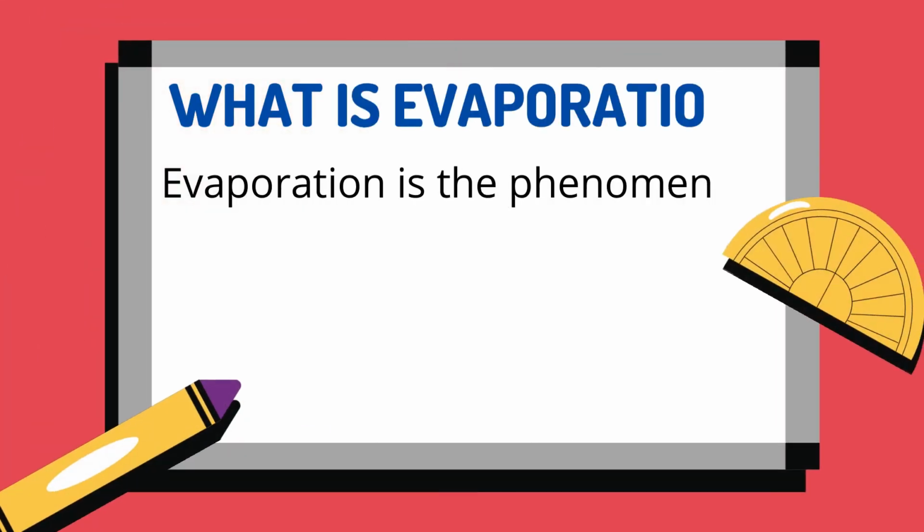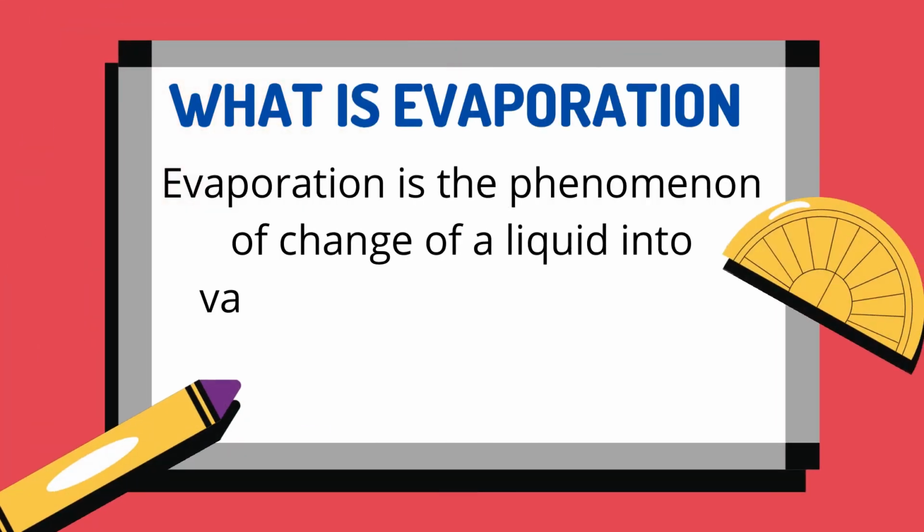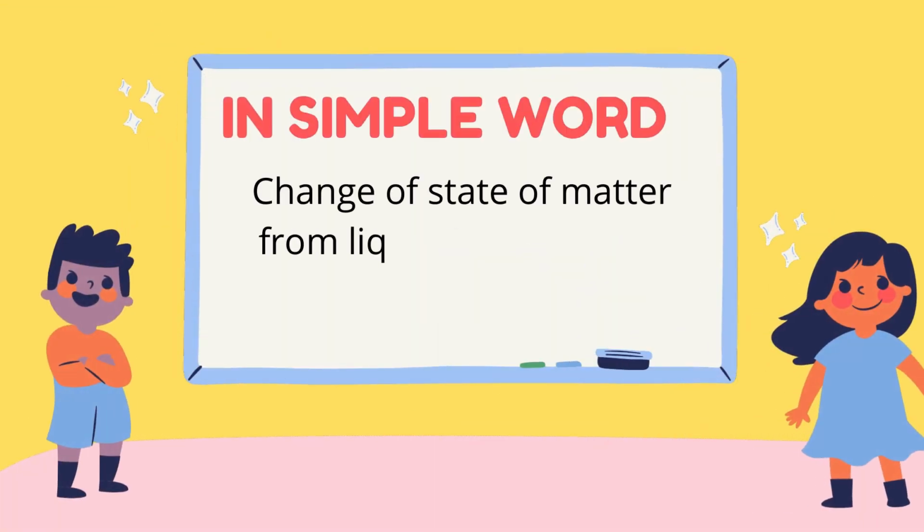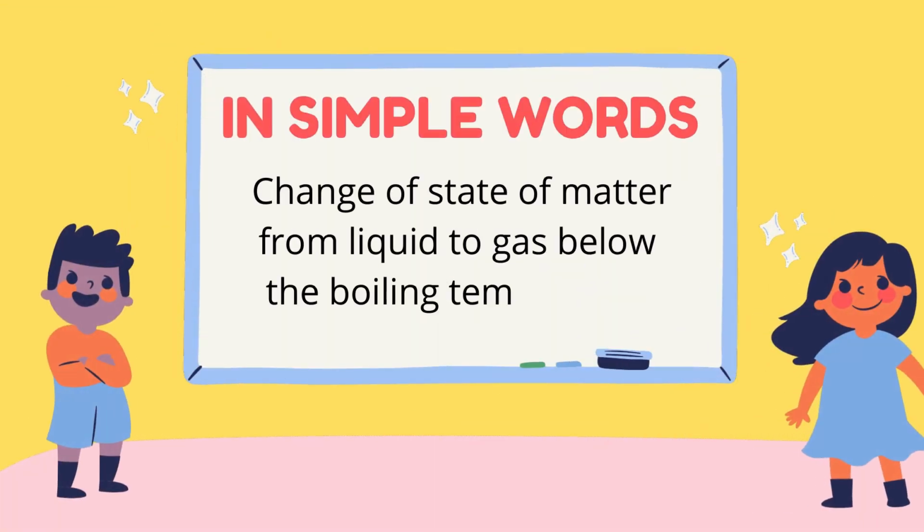So what is evaporation? Evaporation is the phenomenon of change of a liquid into vapors at any temperature below its boiling point. Put into simple words, it means the change of state of matter from liquid to gas at a temperature which is below its boiling point. I hope you would have got the definition.